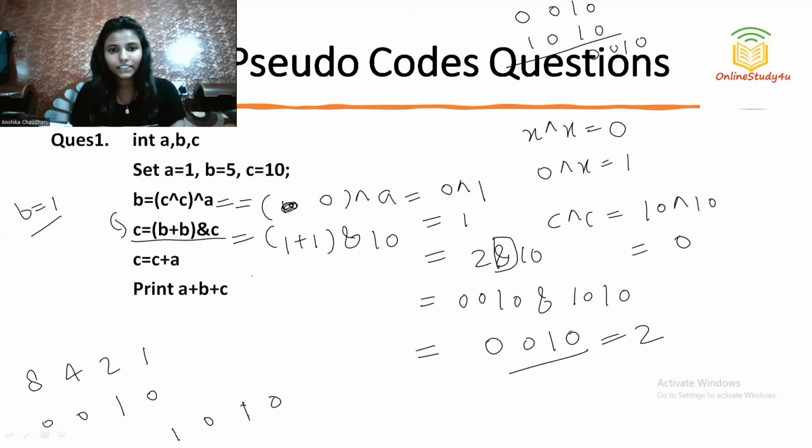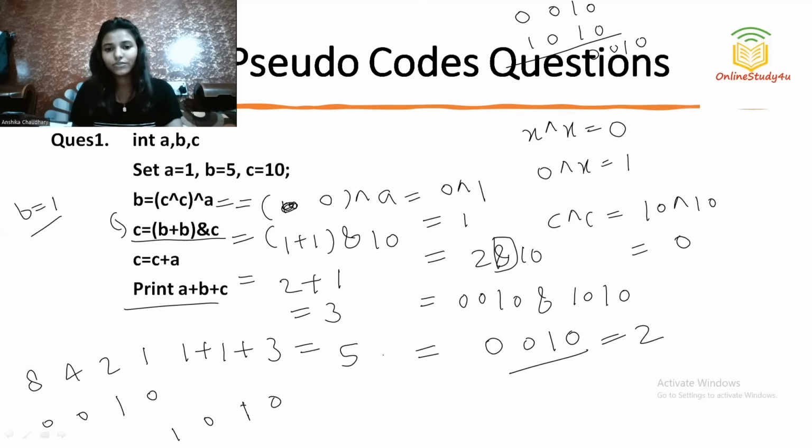Now c is assigned c plus a. So what is the value of c? The c value is 2 now, and the a value is 1. So this will become 3. Now we have to print a plus b plus c. So what is the value of a? The a value is 1, the b value is 1, and the c value is 3. So the answer is 5. So the answer for this question is 5.